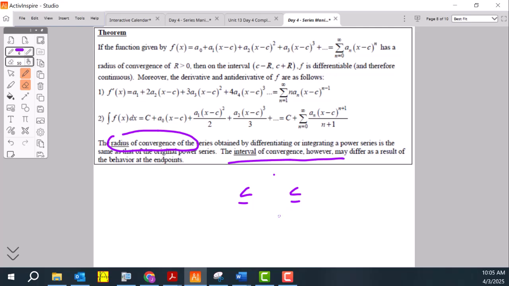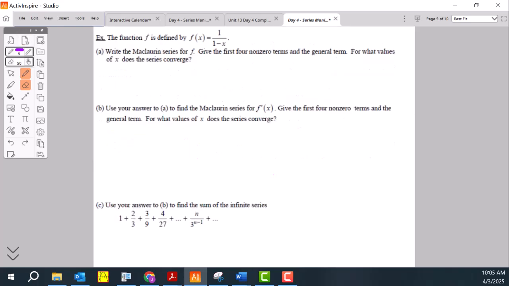So it could change from less than to less than or equal to, or from less than or equal to less than. So let's look at an example. We have this series, 1 over 1 minus x. This is a geometric series. We can use the geometric shortcut. f of x is 1 plus x plus x squared plus x cubed plus dot, dot, dot, x to the n. It converges when the absolute value of x is less than 1 because it's geometric. So between negative 1 and 1.